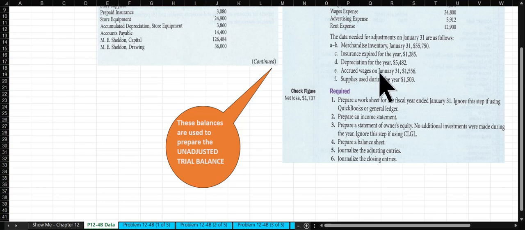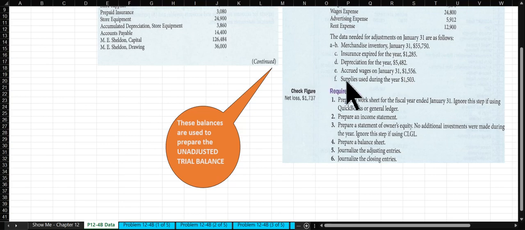So between the end of the month and the last pay period, or from the last pay period to the end of the month, the employees continue to work, and of course they are earning their wages, but they're not going to be paid until sometime in February. And so because of the matching principle, we have to record the amount that was incurred during January so that we have the correct expenses for wages.